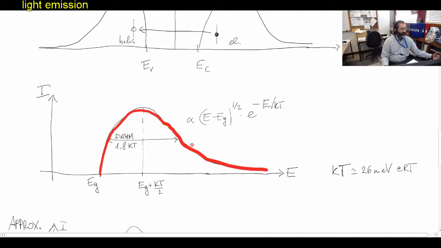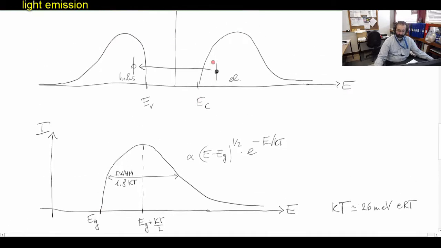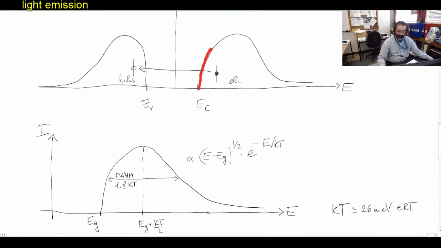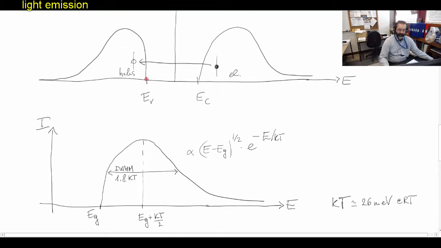Actually, if we do the full analysis, we realize that this shape is proportional to this quantity here. So it's proportional to E minus Eg to the 1/2, so the square root of this quantity, and this, if you remember, is this part here of the distribution, which was proportional to the square root of E minus Ec. And similarly, this part of the distribution was proportional to the square root of Ev minus E.